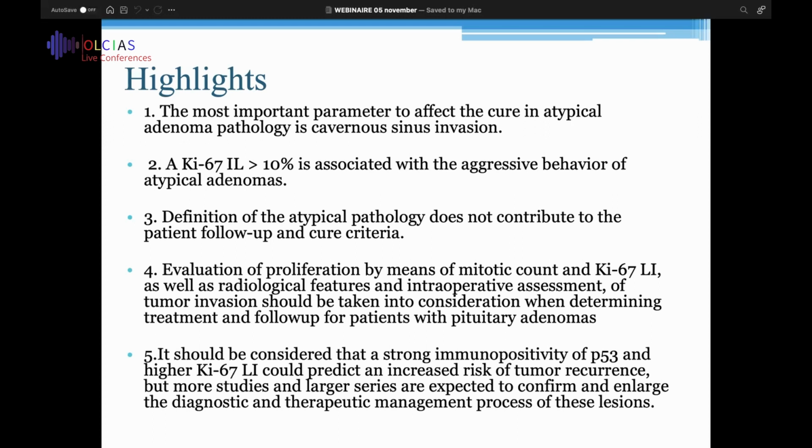It should also be considered that a strong immunopositivity of p53 and higher ki-67 labeling index, these two immunopositivity could predict an increased risk of tumor recurrence. But a larger study is expected to confirm and enlarge the diagnostic and therapeutic management process of this lesion. We must have a large study in order to confirm this result, because in our study we have only 70 patients who present pituitary adenoma, and we have only 25 atypical pituitary adenoma. The material of our study is not big. This is why I recommend to have a large series in order to confirm our results.